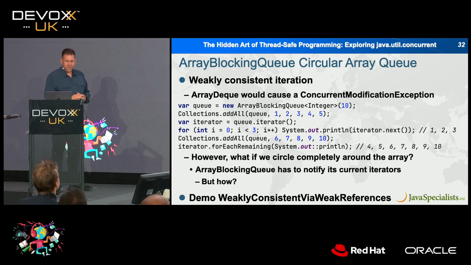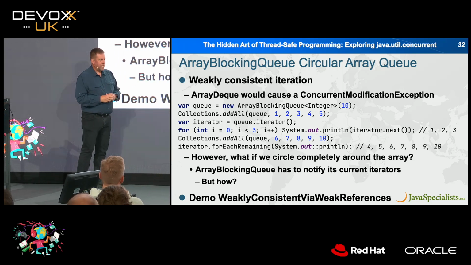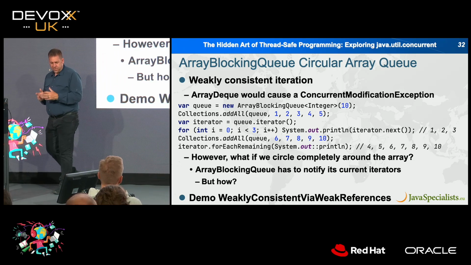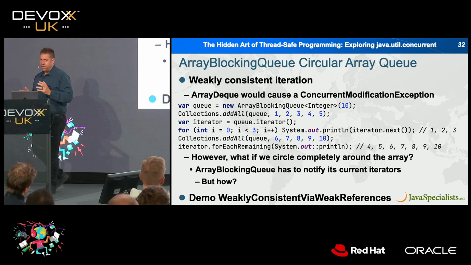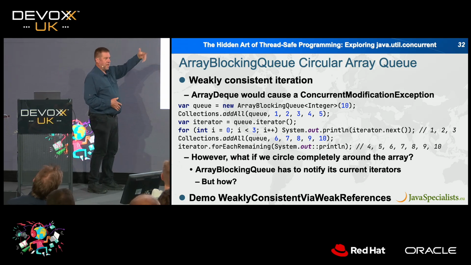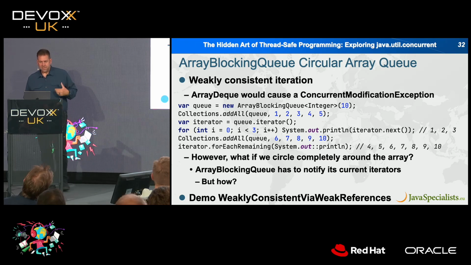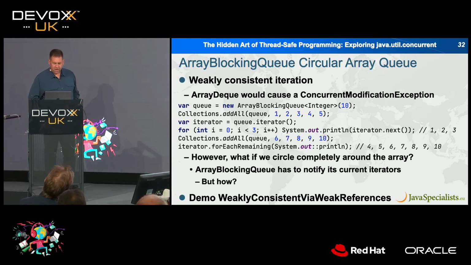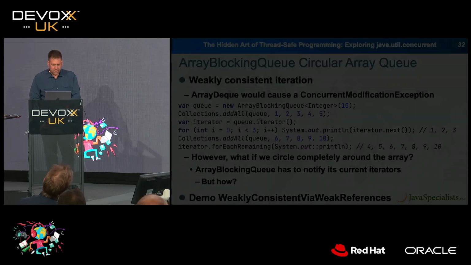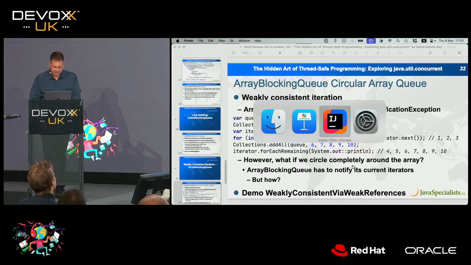And so what they wanted to do is to be able to manage that, and they've actually got a way of notifying all of the iterators that it's changed. How do you do that? Well, it's weakly consistent, which means that you can change it whilst iterating and it won't give a ConcurrentModificationException. But they have to also somehow keep track of the iterators. So the way they do that is with weak references, which has nothing to do with weakly consistent. It's just the same name. But let me show you how that works.